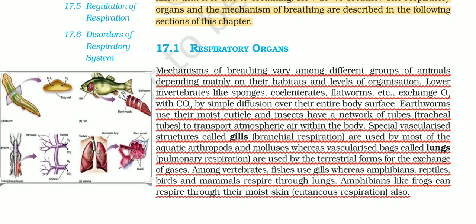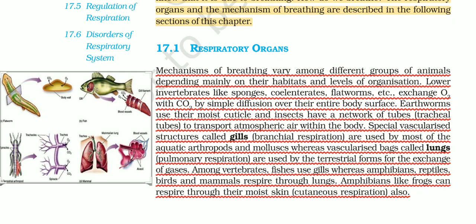So all that is written in this paragraph. It depends upon the type of organism, their nature of residence, their level of organization. Very lower invertebrates like those coming under phylum Porifera, then coelenterates, flatworms meaning platyhelminthes, are using their body surface. In the case of annelids such as earthworms, because they have the cuticle layer around them, that is very moist. And insects have tracheal tubes.